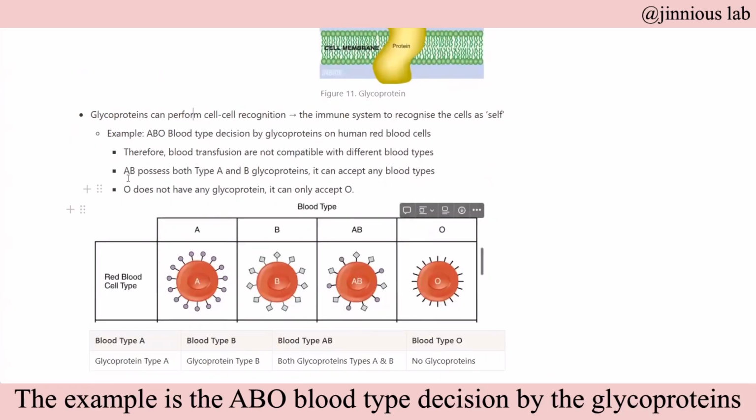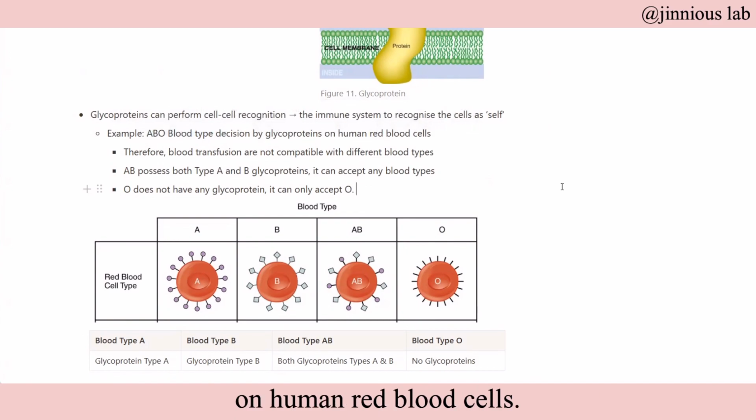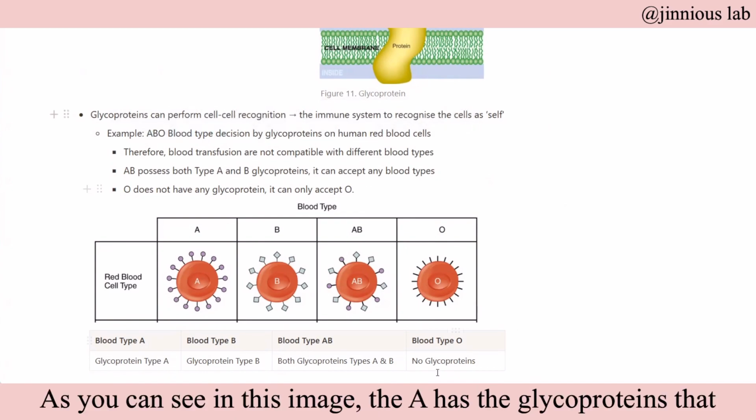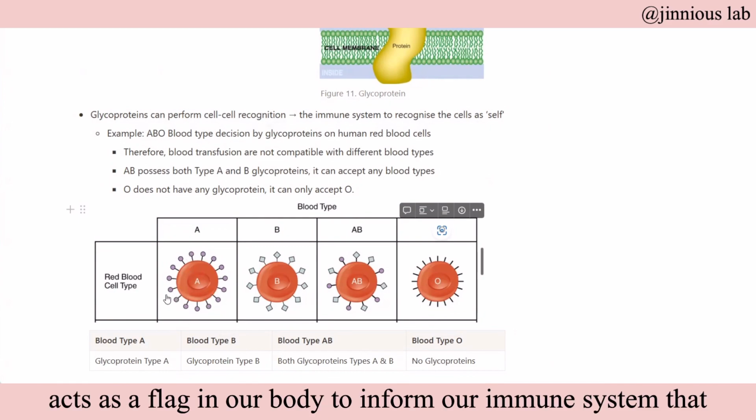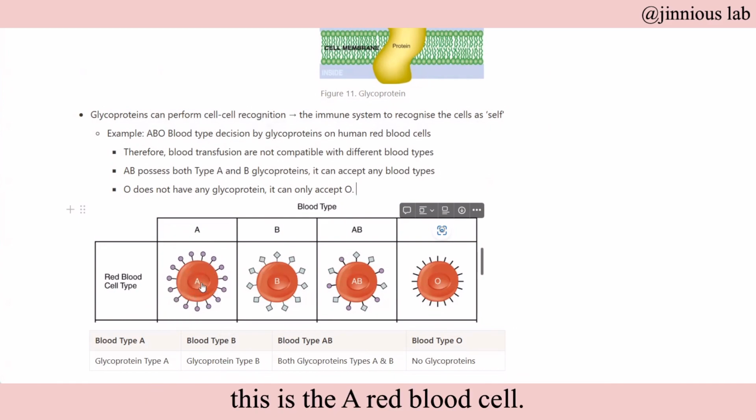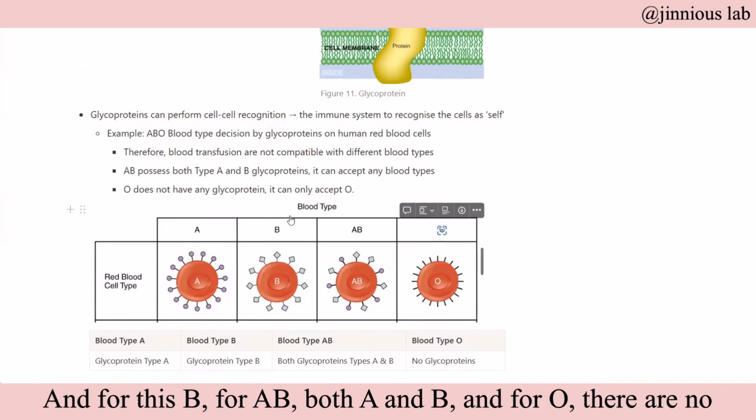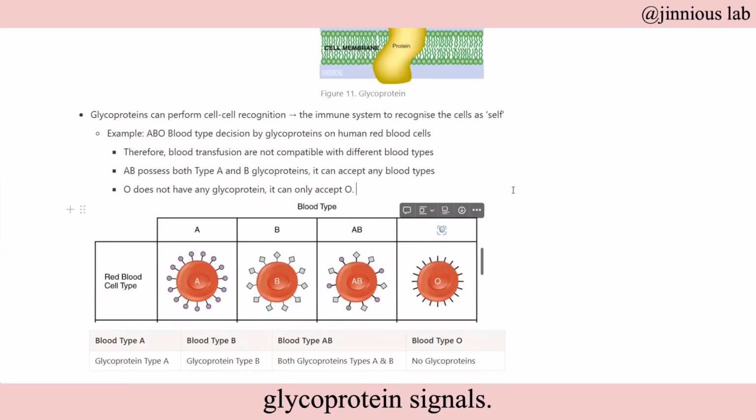The example is the ABO blood type determination by the glycoproteins on human red blood cells. As you can see in this image, the A has the glycoproteins that act as a flag in our body to inform our immune system that this is the A red blood cell. And for B, it is B, for AB, both A and B, and for O, there are no glycoprotein signals.